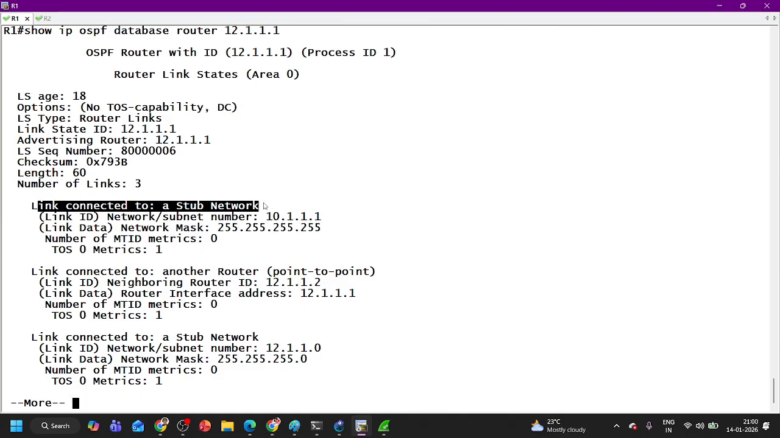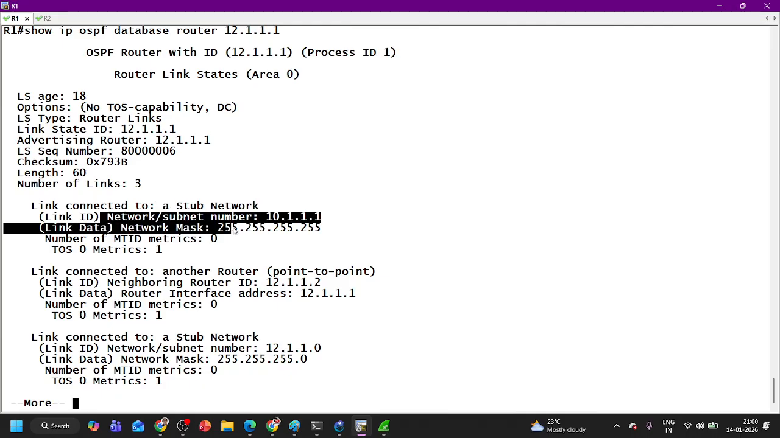Like on link, network type is a stub network, then subnet is this one. Subnet is 10.1.1.1, but is it the subnet which I have configured? No. On the loopback interface, by default OSPF advertises prefixes with subnet mask /32. Okay, on the loopback only. Even you can change the network type. By default, the network type on loopback interface is loopback only. If you change it to point-to-point, it will store /24 subnet mask.